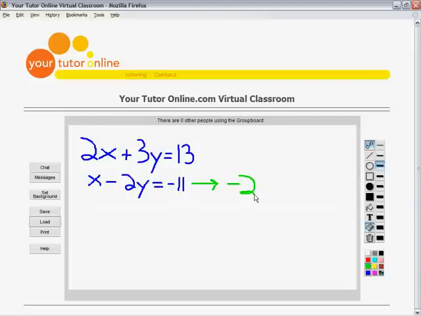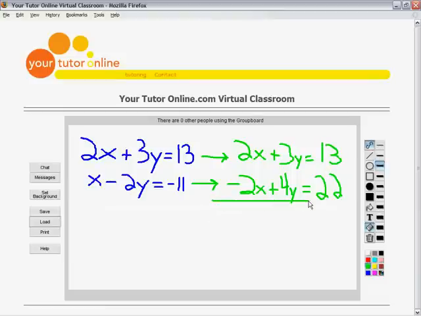So now we get negative 2x plus 4y is equal to positive 22. And we can just copy over the top equation exactly as we see it. 2x plus 3y is equal to 13.